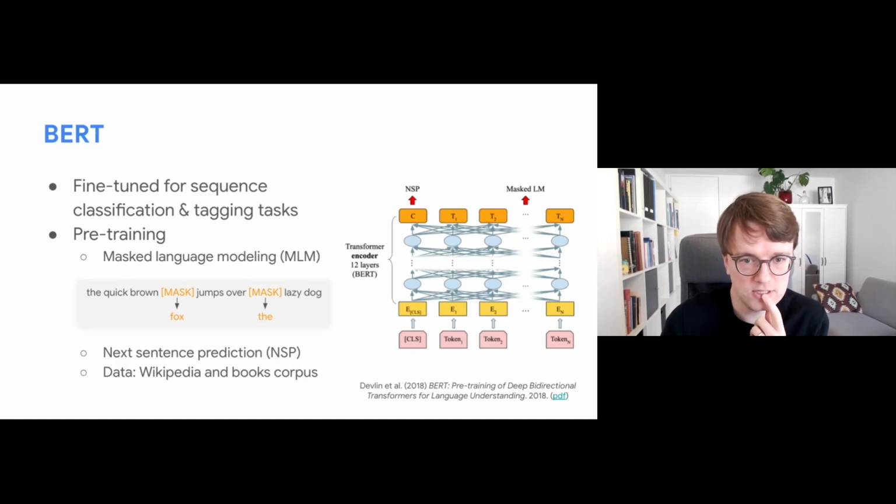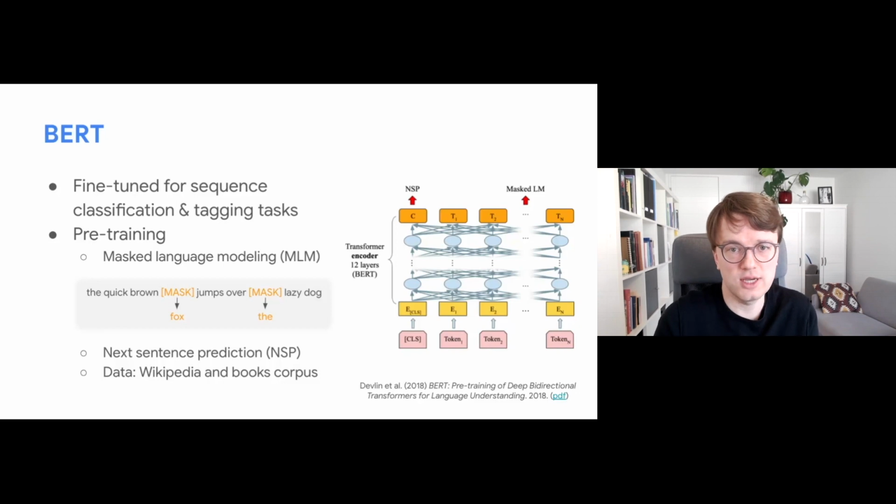Okay, so that's the first task. Then the second task is called the next sentence prediction task. It is formulated as a classification task, so that you concatenate the sentence with another sentence, where the other sentence can either be the true next sentence or some randomly taken sentence. And then the model is taught to predict whether it's the true next sentence or not.